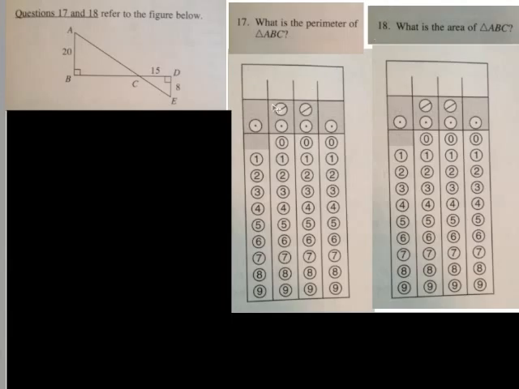So let's get started. The question is, refer to this figure below and we are supposed to find the perimeter of the triangle A, B, and C, and the area of the same triangle. So it looks like we need to figure out the length of BC and the length of AC. Let's go ahead and determine if this triangle is indeed similar.